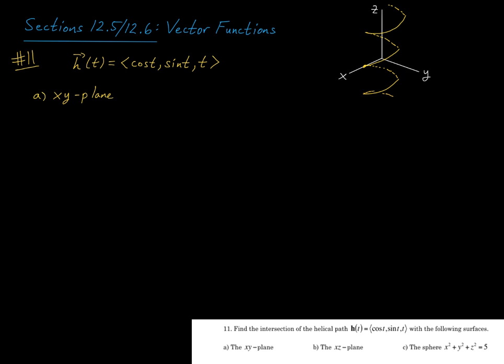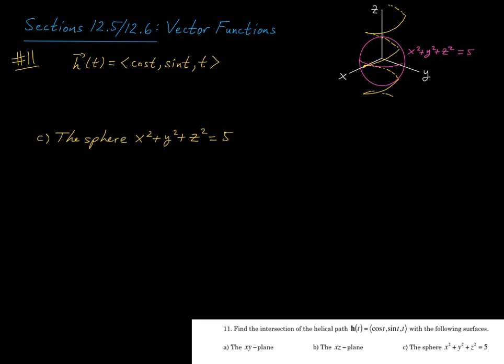Cool, so now that leaves part C. Here we're looking for the intersection of our helix with this sphere centered at the origin of radius root 5. It's hard to tell how many points of intersection there will be from this picture alone. As you might suspect, there ought to be 2, but you have to take into account the radius of the sphere. In any event, let's go ahead and actually compute what these points are.